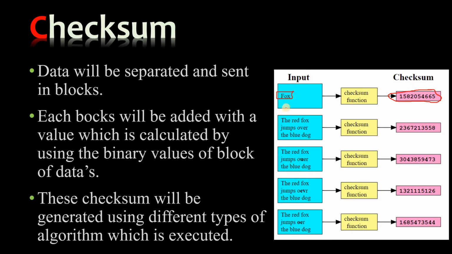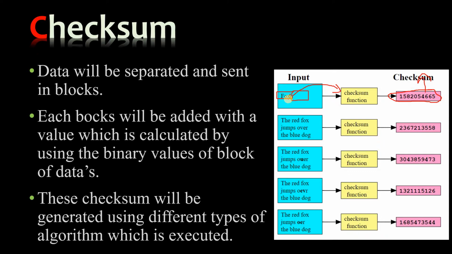The data is there. In this example, Fox is the data. This data will be taken in a program. The output of that program is a value. This value is known as the checksum. Okay, this value will be added with the data.